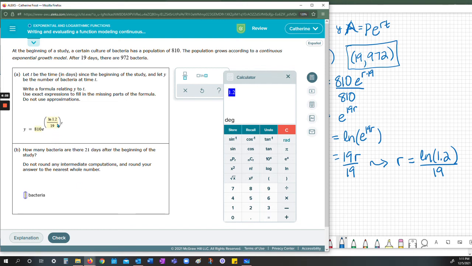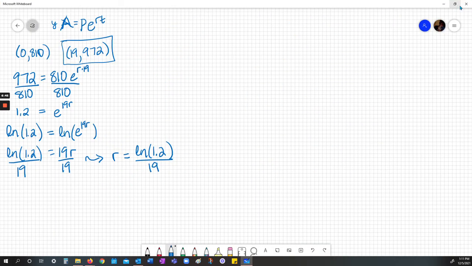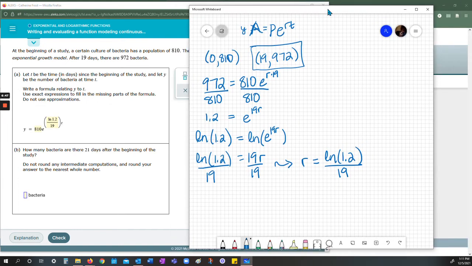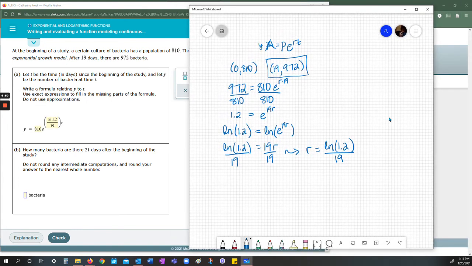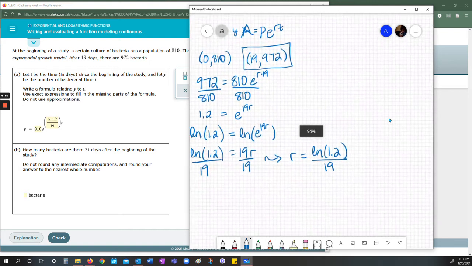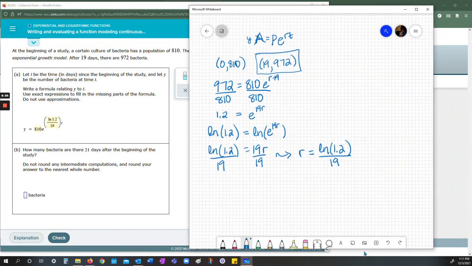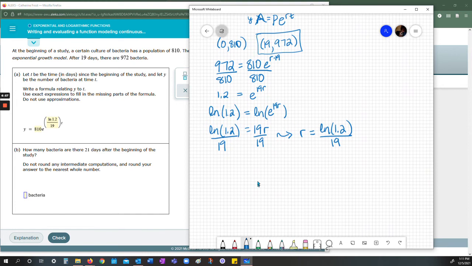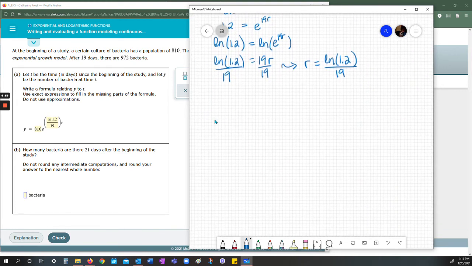Okay, so now we're going to use this to solve B. So B says, how many bacteria are there 21 days after the beginning of the study? And so you may not need to write a whole lot down. Oh, sugar. Okay, but it's not a bad idea, I'm sorry, oh, there we go. Go ahead and write it down, especially if this was a test question, because it's super easy to put this stuff in your calculator incorrectly.